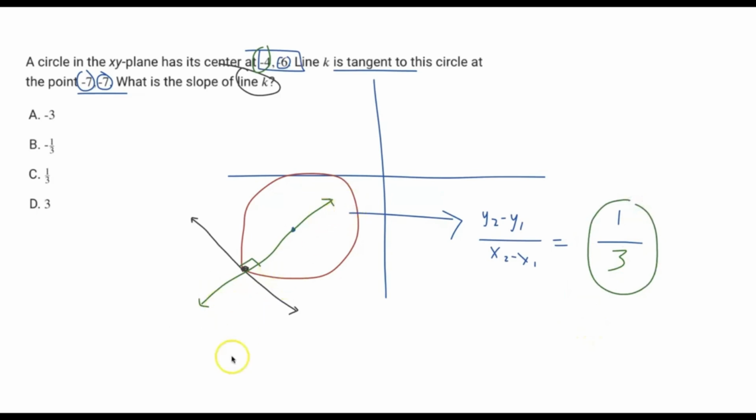if you look at the diagram, it is positive. It's going to be positively linear, and therefore a positive slope as 1/3 makes sense. So then what is the slope of line K? Well, we just need to take the opposite reciprocal, and the opposite reciprocal here is going to be -3. And therefore our answer choice is going to be A. And yeah, that is how you do the problem.